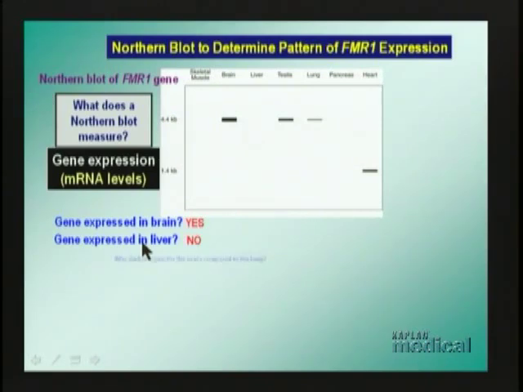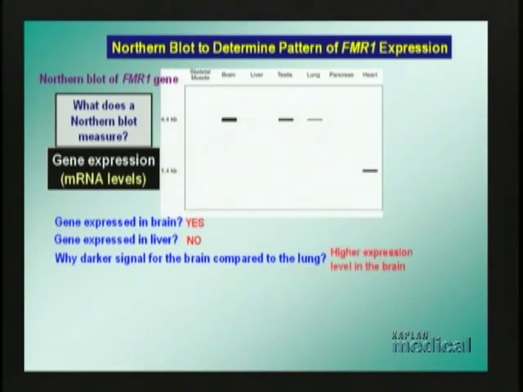Next question. Why the darker signal for the brain compared to the lung? You go over here to the brain, notice how this brain band is much thicker than the band in the lung. Why is this one darker compared to the one in the lung? And the answer is the higher expression level in the brain. Again, what does a northern blot measure? It measures messenger RNA levels. So what this is saying is the brain has much more messenger RNA for FMR1 compared to the lungs.